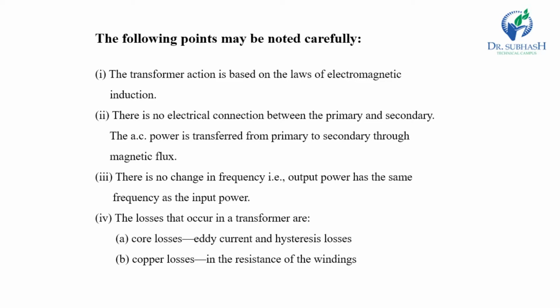Eddy current is produced in the core, and hysteresis losses are also produced in the core. In a transformer we use a laminated core because it reduces the eddy current in it, and the material used in a transformer has a good flux density, so hysteresis losses will be reduced. And regarding the resistance of the winding, we know that when current flows in any conductor there is some resistance, and due to this resistance there is a copper loss in the winding.